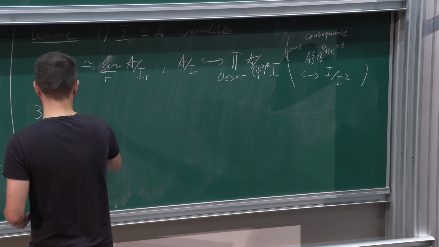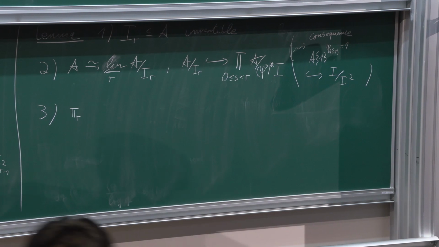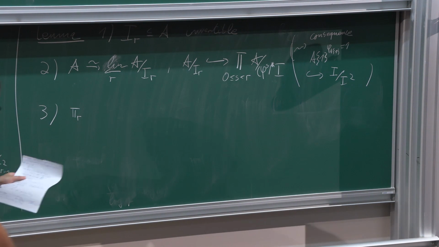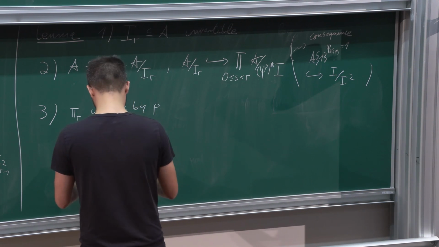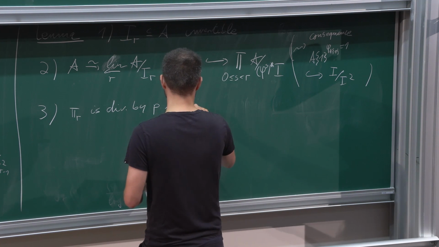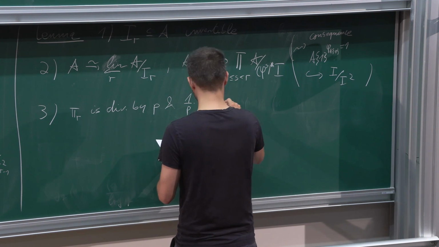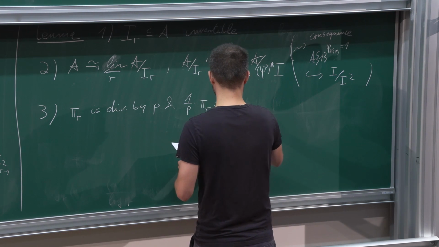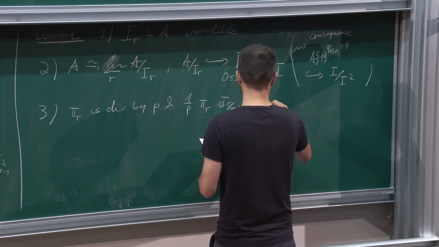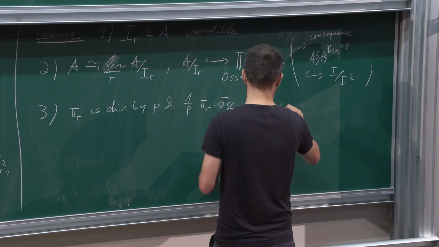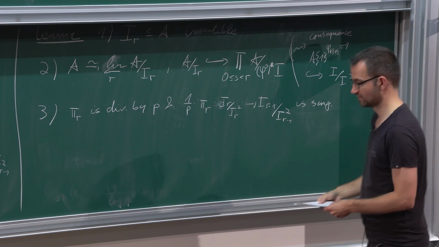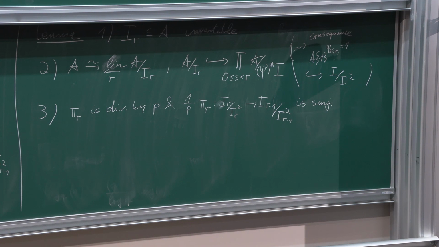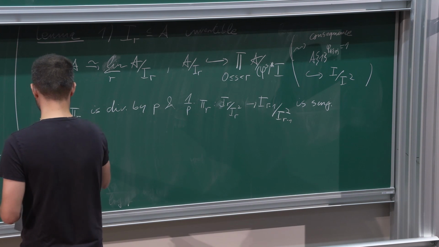So now a third statement is the following. This projection, it's not surjective, but it's canonically divisible by p. And the map 1 over p times pi_r is a map from I_r modulo I_r squared to I_{r-1} modulo I_{r-1} squared, and it is surjective. And so in particular, this implies that we can define the Breuil-Kisin twist.